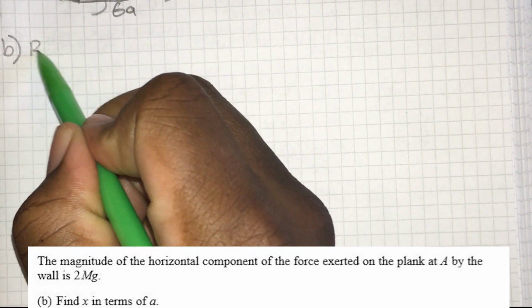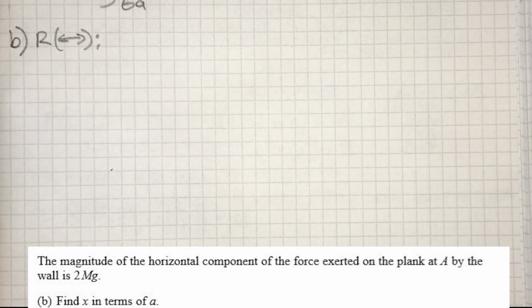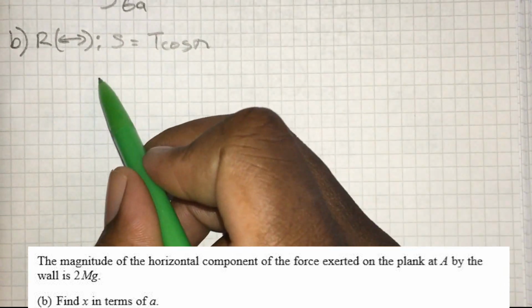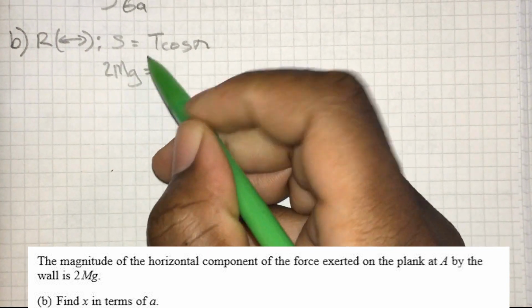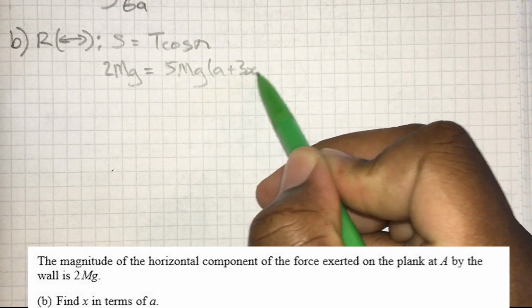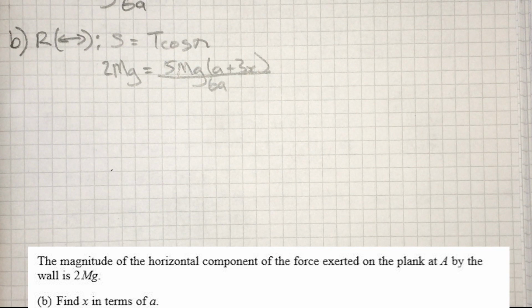So in part B, we've been told that the horizontal force exerted by the plank on the wall is 2mg. So that's the force that I've labeled S, and we're asked to get an expression for x in terms of a. So I'll go ahead and resolve horizontally. Only two horizontal forces, the S that we're working with, and the horizontal component of the tension. All right, from here, I'll substitute in the 2mg, substitute in the expression for tension, and substitute in the fraction that is cosine alpha.